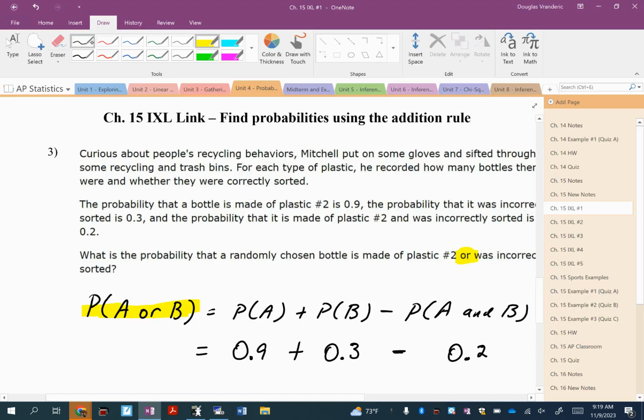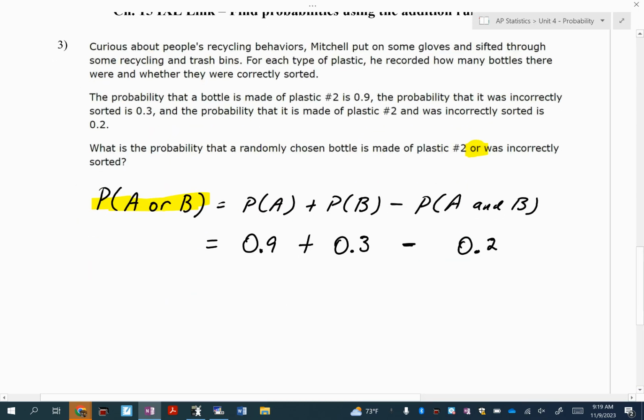So use your calculator right now if you need to figure out what 0.9 plus 0.3 minus 0.2 is. It's 1. Did I put 0.2? Why is what 0.2? They're saying the likelihood that both things happen at the same time is 0.2. They're not disjoint events. So the likelihood that a bottle is made of plastic number 2 or it's incorrectly sorted is 100%. One or the other is going to happen. Or both.